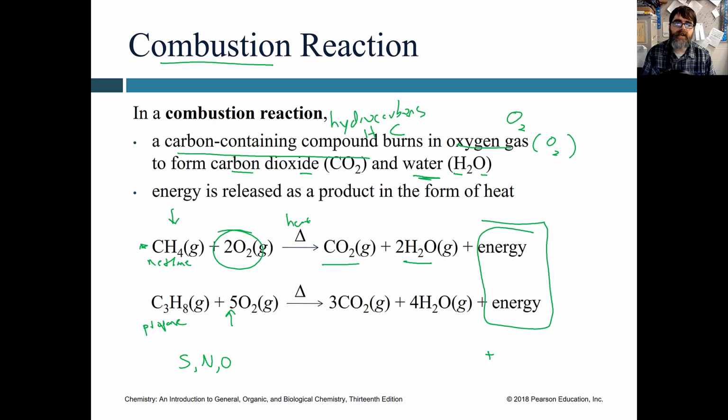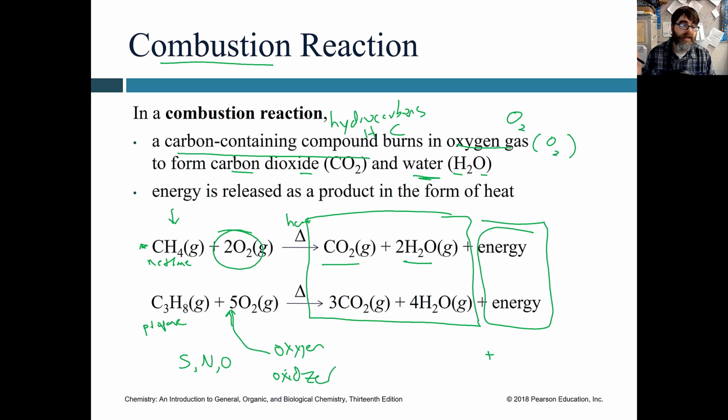But combustion reactions always have these two products, and they always involve oxygen or a chemical that contains oxygen in it, called an oxidizer. And so we'll always have oxygen or an oxidizer there. And that is what a combustion reaction will look like. They are the easiest to identify.